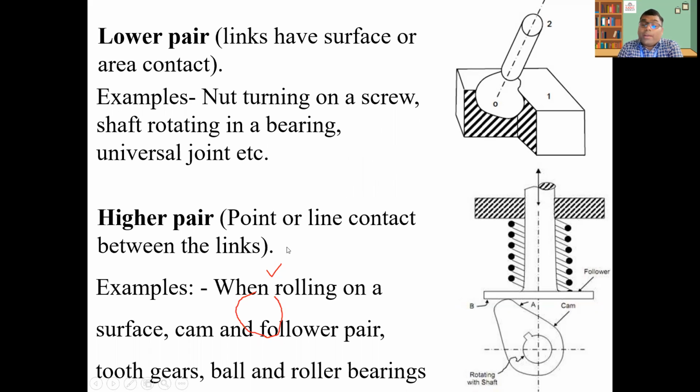A pair is said to be a higher pair if the connection between two elements of the pair is point or line contact. So such a pair is called the higher pair. With examples, you can see cam, ball bearing, cam followers, gears are examples. Gear is a typical example of line contact. There you can see the point contact between this follower and this cam.